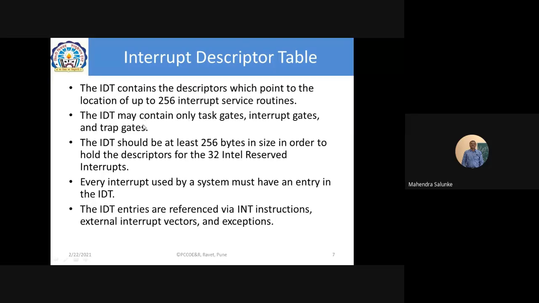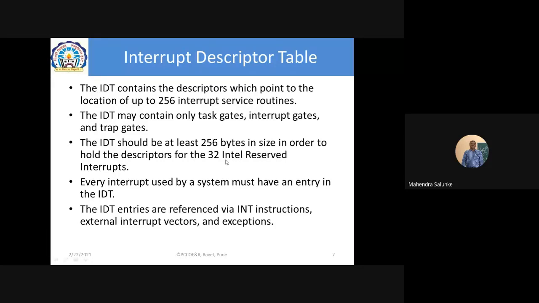Remember this, right? Then the IDT should be at least 256 bytes. So minimum 256 bytes. Can anyone calculate, if I am saying at least 256 bytes, how many descriptors minimum it should have? Here, in the same line, the answer is there. At least 32 entries which are Intel reserved are to be available. So the minimum interrupt descriptors we should have is 32. Minimum 32 are to be defined, and then user-defined interrupt service routines you can define above this 32, so from 33 onwards you can assign those numbers.